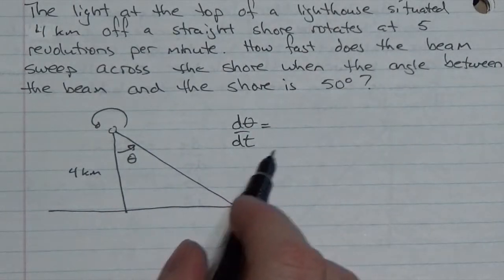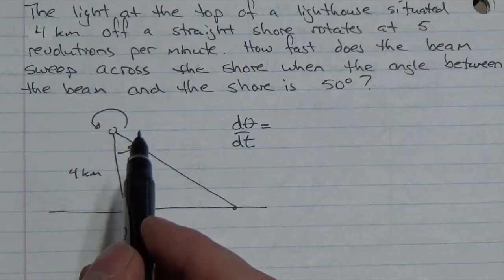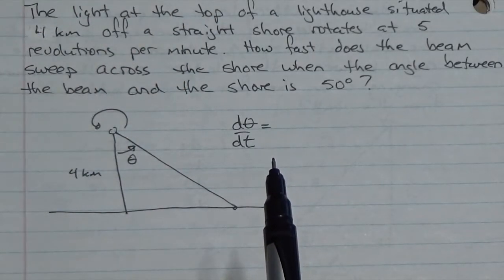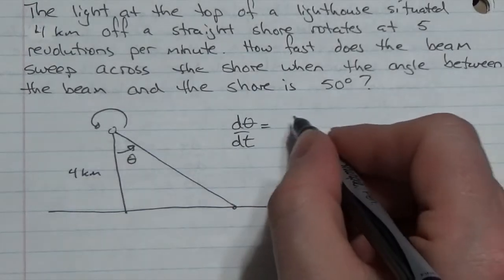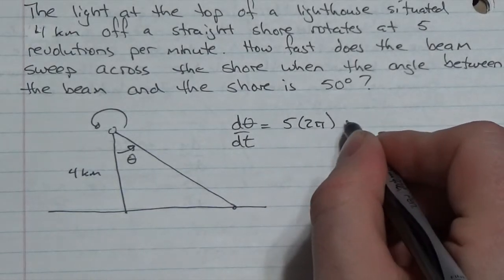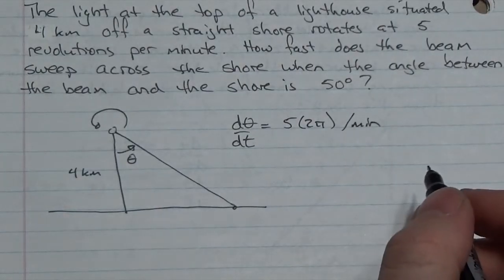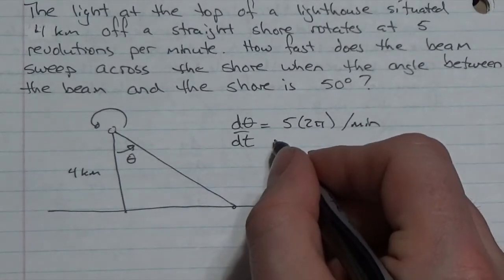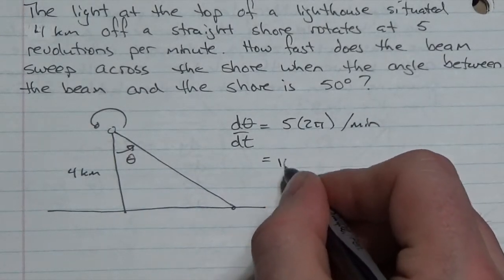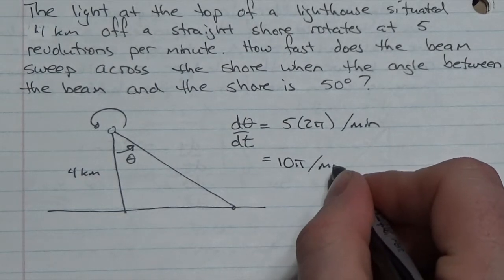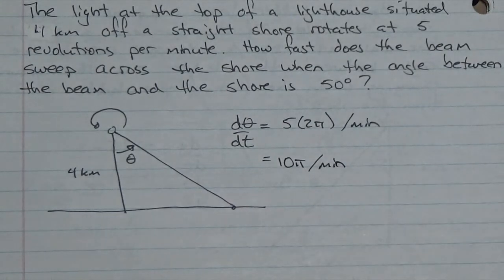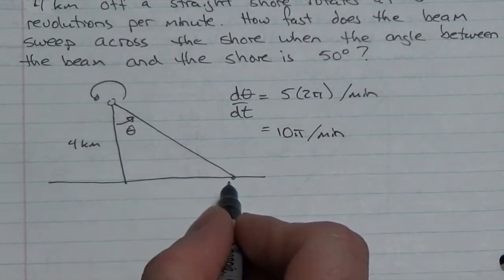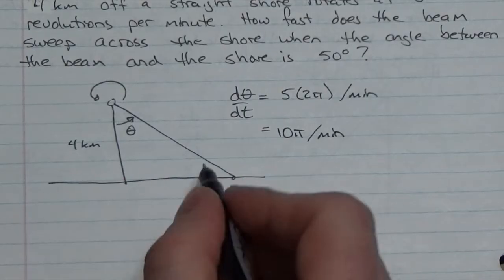Now let's think about it. The lighthouse rotates. It does a full 2 pi radians 5 times in a minute. So it does 5 2 pi's per minute. So basically, what we can say here is this is 10 pi radians per minute. Okay, now we are looking for the rate at which this beam shoots across the shore here.